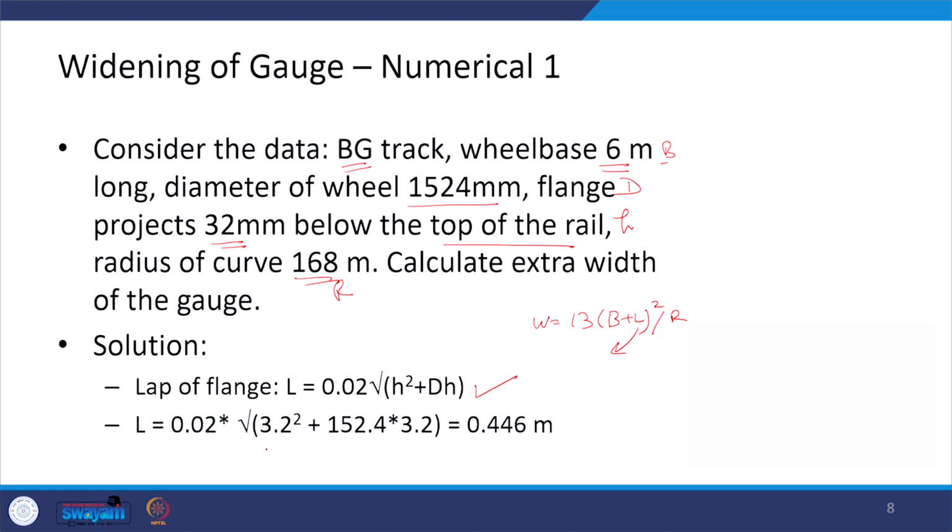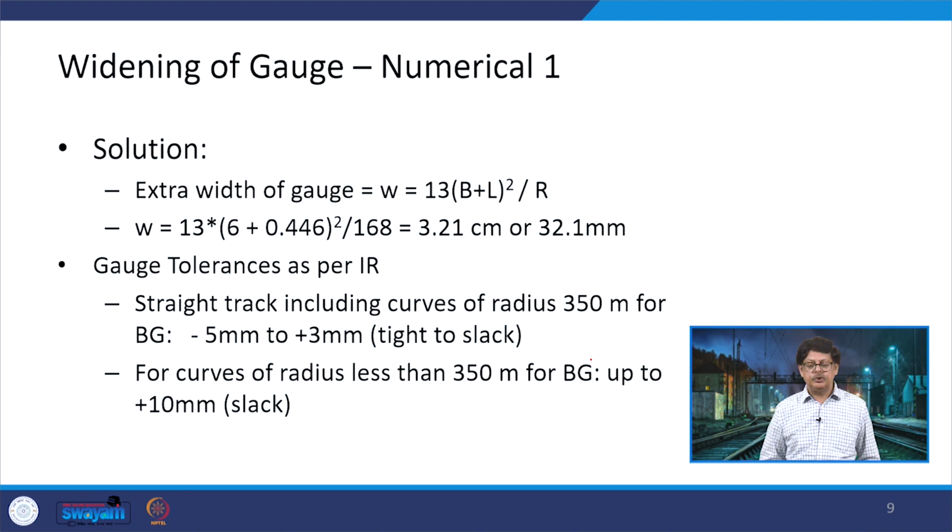So, this h is being taken as 3.2, that is in centimeters, and then D again is being taken in centimeters. So, it is 152.4 instead of 1524 mm, and when we put the values here, what we get is 0.446 meters. Now, this value of L we are going to place in the equation. When we put that value in the equation, what we get is 3.21 centimeters or 32.1 mm. So, that is the widening of the gauge which needs to be done.